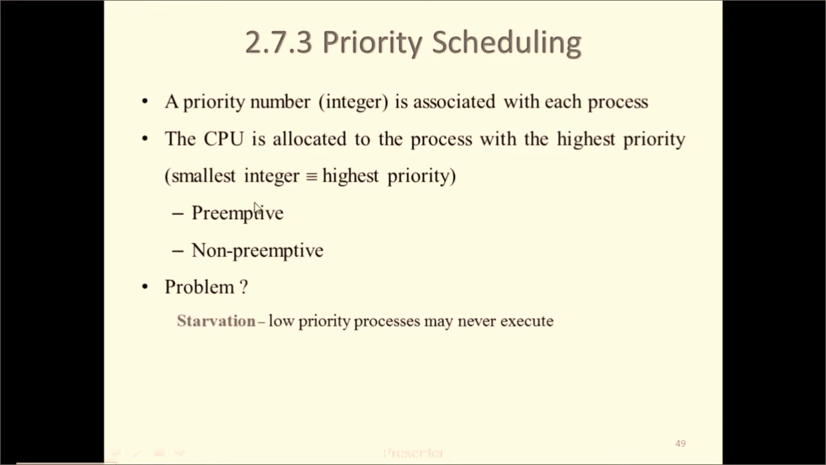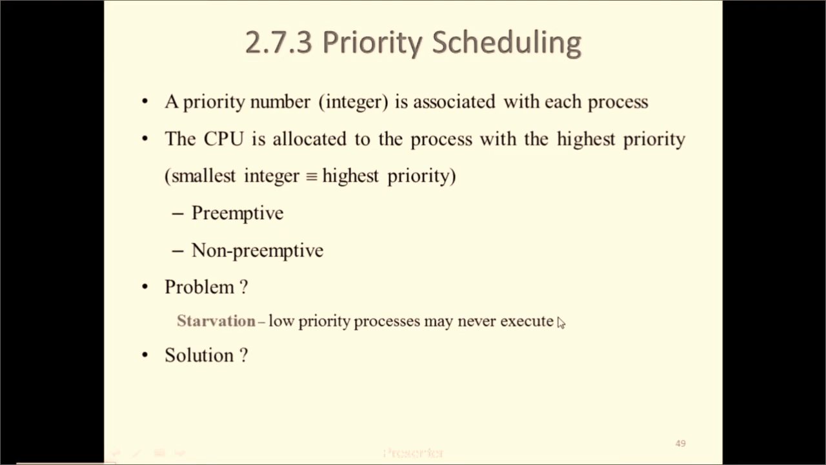So that is the problem with fixed priority, which is called starvation. Low priority processes may never get to execute, may never get access to CPU, and that's the problem. Solution now. So we found a problem. What is the solution?